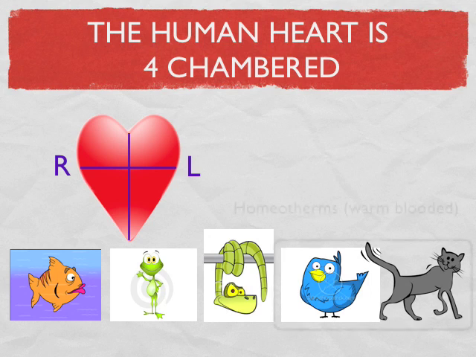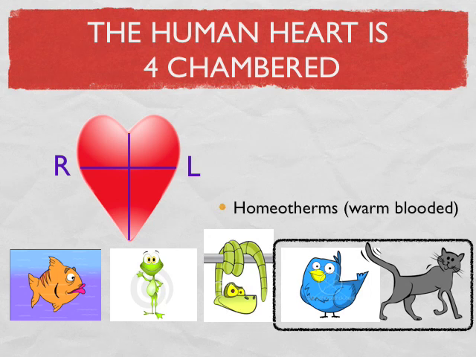It turns out that animals that need to maintain a constant temperature, what we call homeotherms. Homeo or homo is the same, hetero is different, right? So if you're going to maintain the same temperature in your body all the time, you need to be able to produce a lot of energy. And if you're going to produce a lot of energy, you need to maximize your use of oxygen.